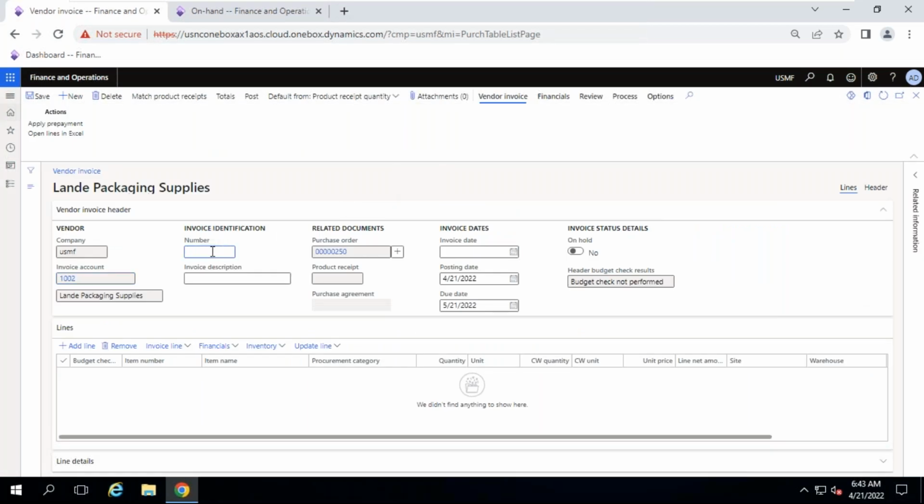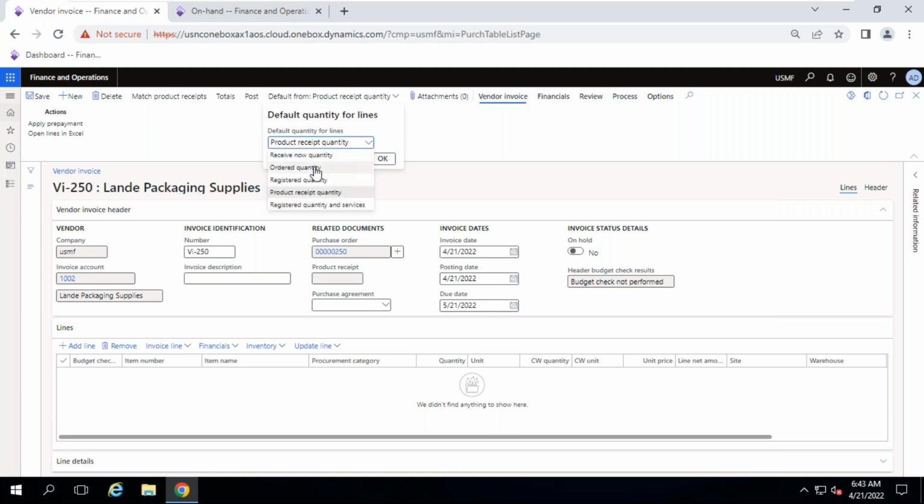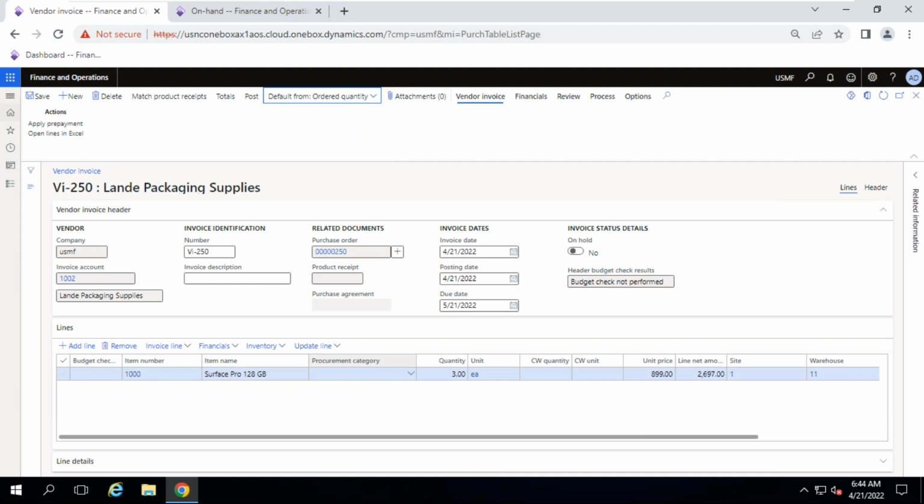I'm entering the vendor invoice number here. As I told you, whatever invoice number you have received, you need to enter that invoice number and the date. Here from the drop down, it is showing product receipt quantity. Because I have not done product receipt, it is not showing the line details. I can select ordered quantity and click OK. Then it will show you the line details. So I'm doing ordered quantity, I'm doing invoice.